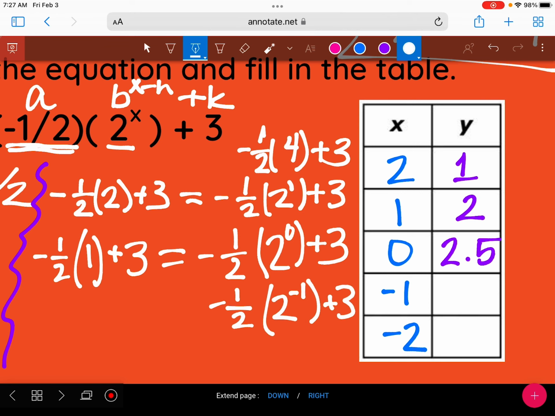What does a negative exponent do? Makes a what? Makes a fraction. So we're going to end up with negative 1/2 times 1/2 plus 3. Which, what do we get from there? What's negative 1/2 times 1/2? Just multiply across, top and bottom. 1/4. Yep. Negative 1/4.